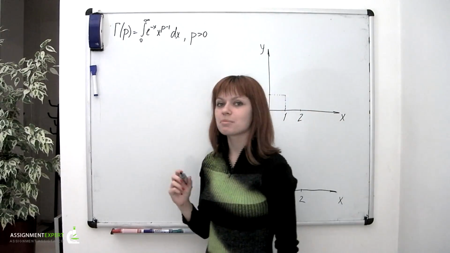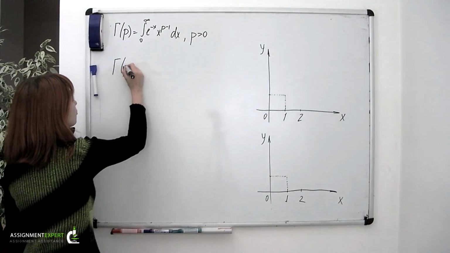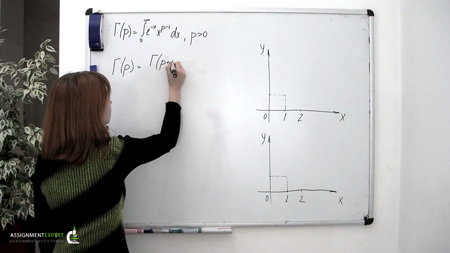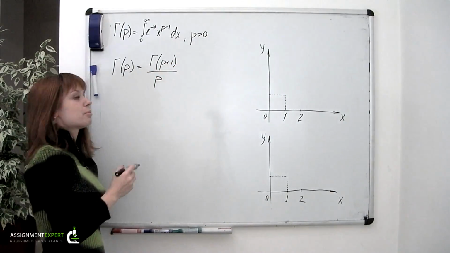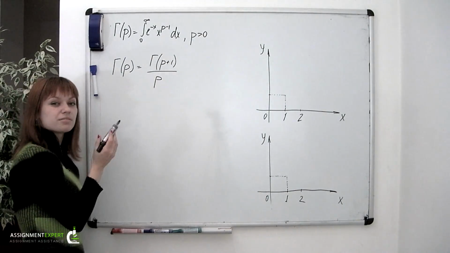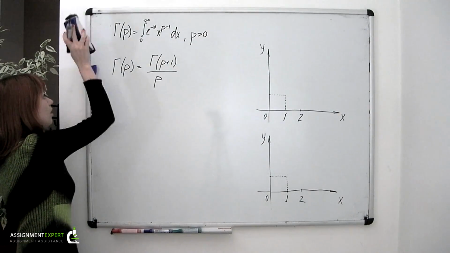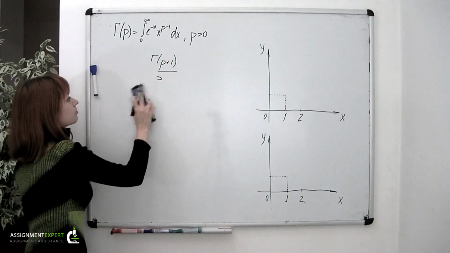Another way to introduce the gamma function is the following. Gamma of p equals gamma of p plus 1 over p, which holds for arbitrary values of p, positive, negative, fractional, or even complex. Now let's return to that first integral and discuss it.